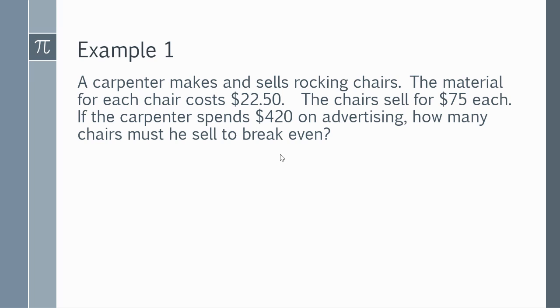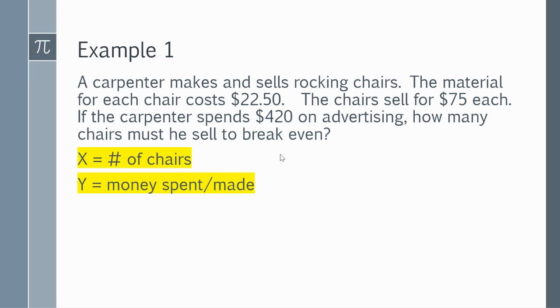For the first thing, we just need to define our variables first. That is the most important thing that we need to do. X is the number of chairs. Y is money, whether it's spent or made. We're going to look at it as money. That's what we see here.